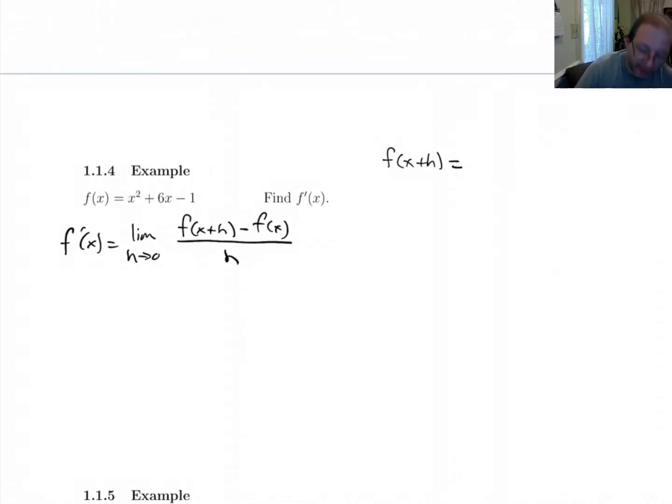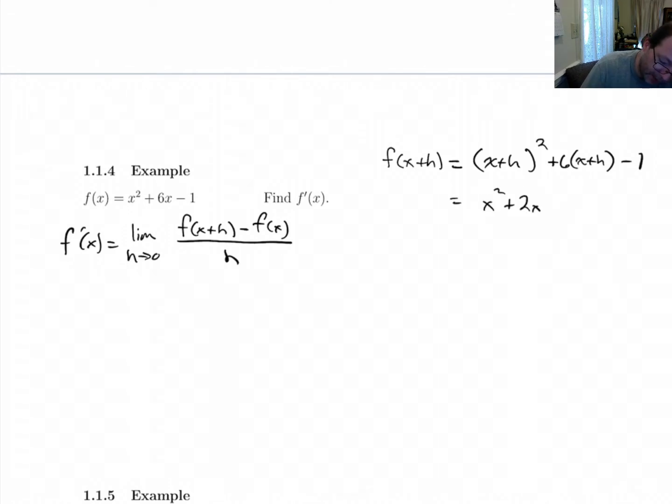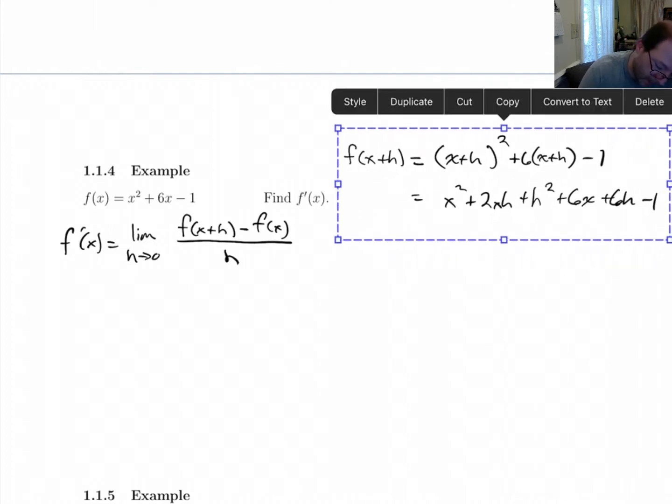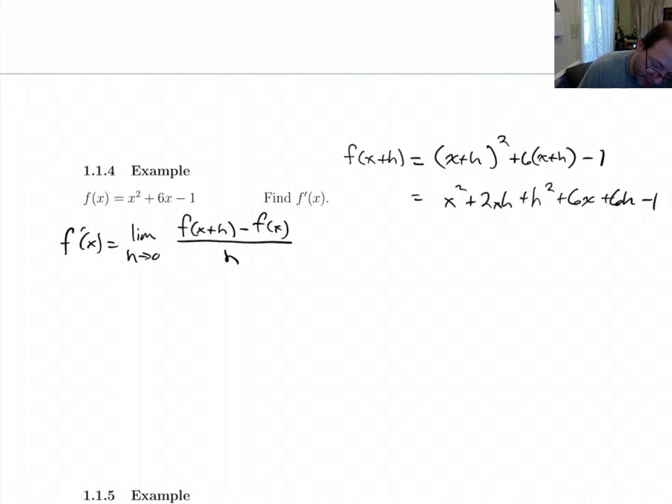f of x plus h here is equal to this. I'm going to put x plus h inside of here. And let's see, what do I get? x squared plus 2xh plus h squared plus 6x plus 6h minus 1. All right, so now I've got that. I'll put this in place of f of x plus h. I'll put this in place of f of x.